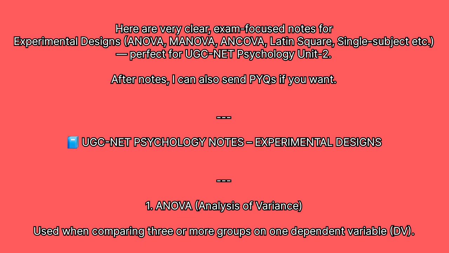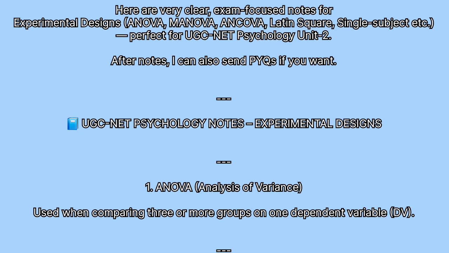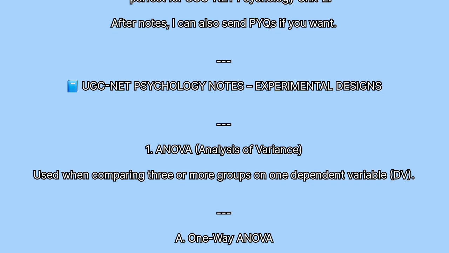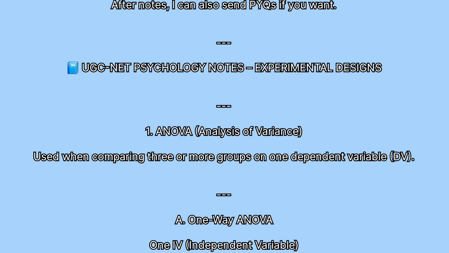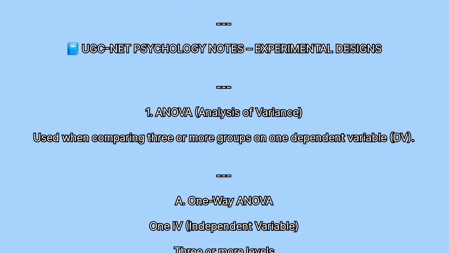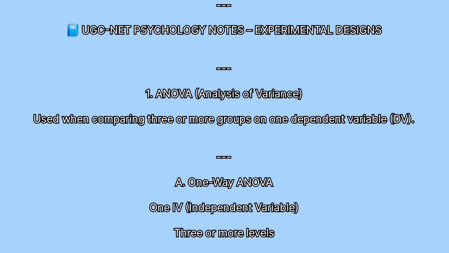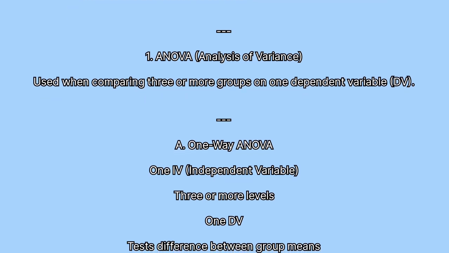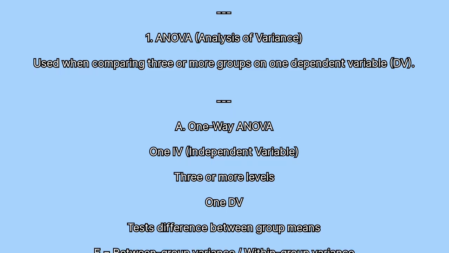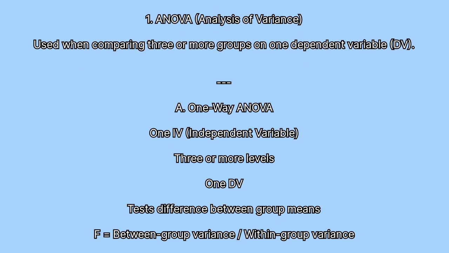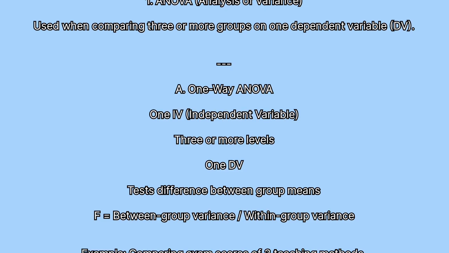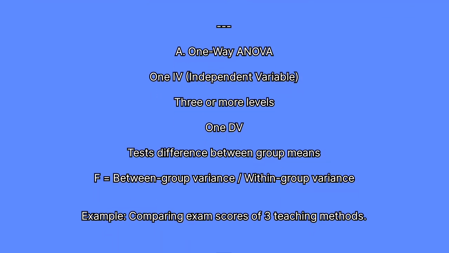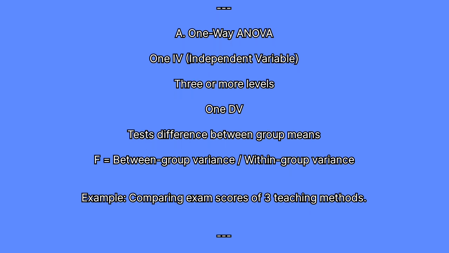What do you mean by ANOVA? Analysis of variance, in short ANOVA. It is used when comparing three or more groups on one dependent variable, DV. A. One-way ANOVA: one independent variable, IV, with three or more levels, and one DV. It tests the difference between group means. F equals between-group variance over within-group variance. Example: comparing exam scores of three teaching methods.